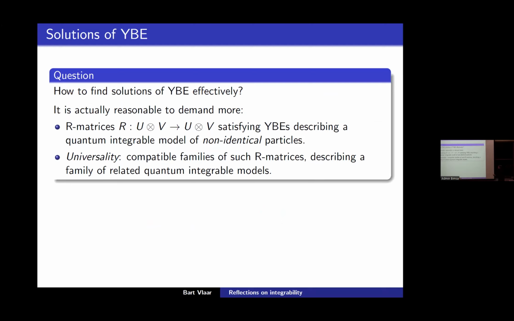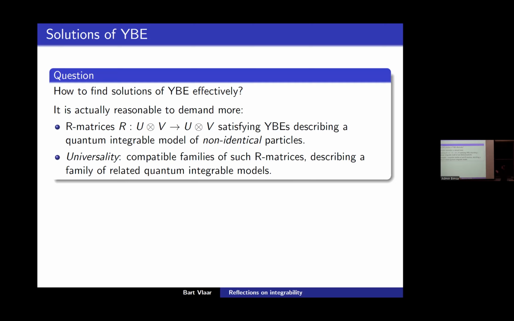So we can ask the question: what if I have R matrices that act on tensor products of different vector spaces? So you can easily imagine a quantum integrable model of non-identical particles. Then the spaces should be different, and you can ask the same question. And so it's a very short step to a slightly more general question. Can we find solutions of these Yang-Baxter equations for families of models?